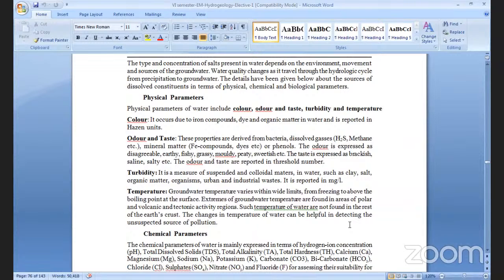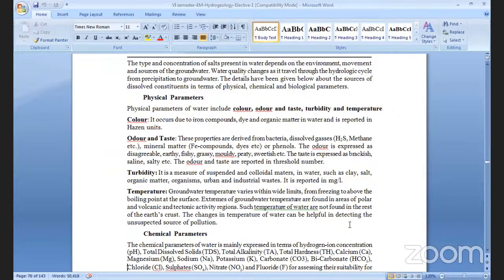Turbidity is a measure of suspended and colloidal matter. Yes, definitely, it is suspended material or suspended matter. If there are any suspended matters, they will be mixed or dissolved in the water. Then the water's original quality is lost.